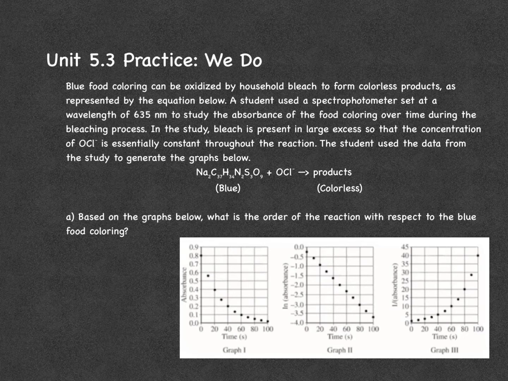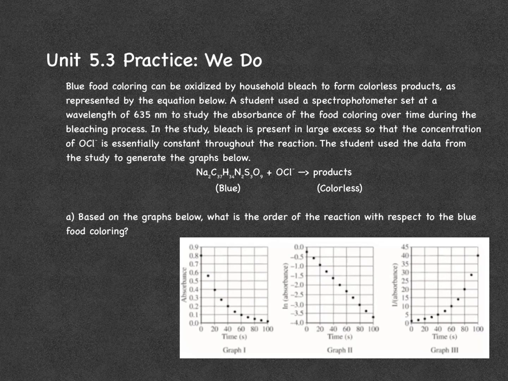So our first graph is absorbance versus time. Our second graph is the natural log of absorbance versus time. And the third graph is the inverse of absorbance over time. So we haven't dealt with graphs that have absorbance versus time with respect to our order of reactions, so our zero, first, and second order reactions. We've only dealt with graphs that have concentration on the y-axis.